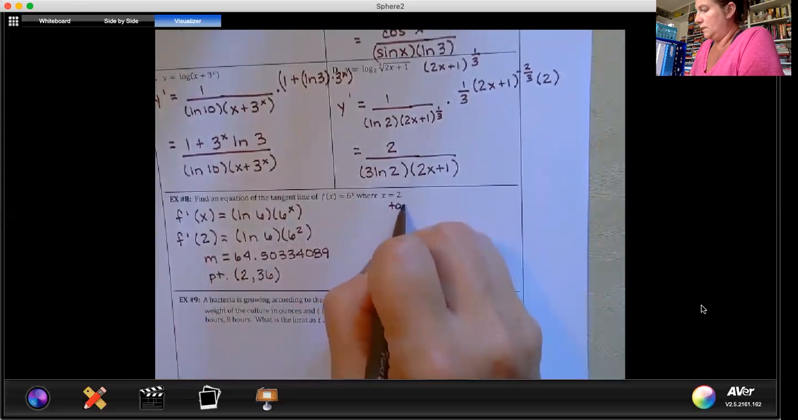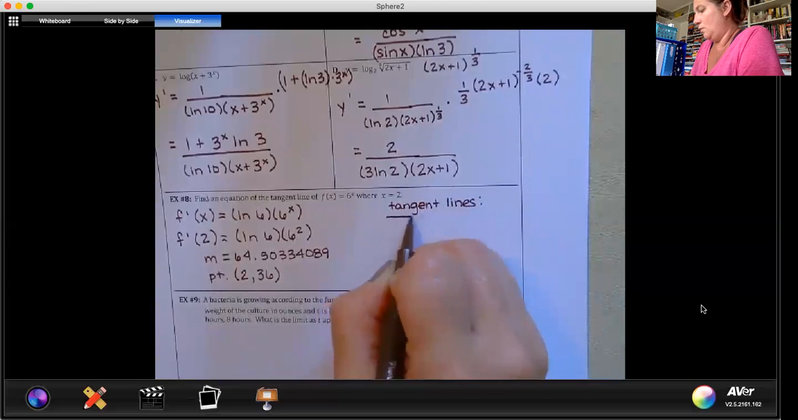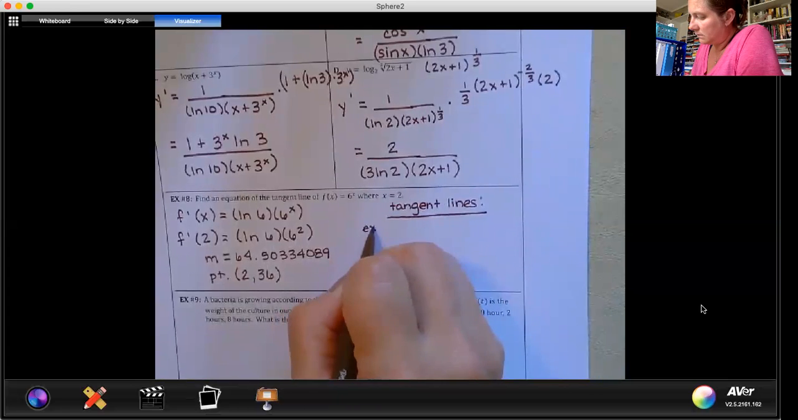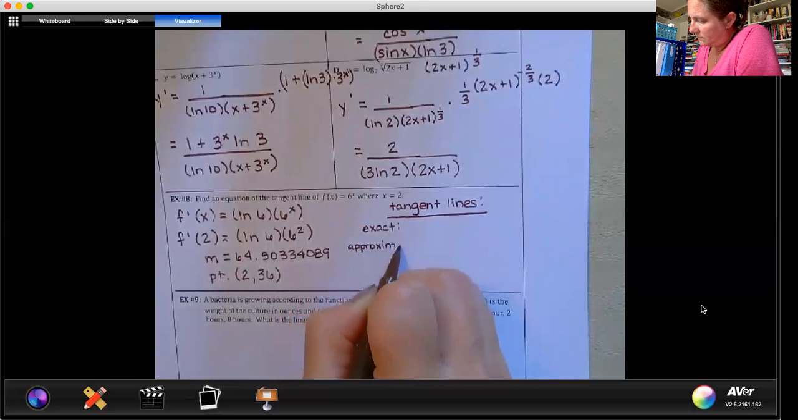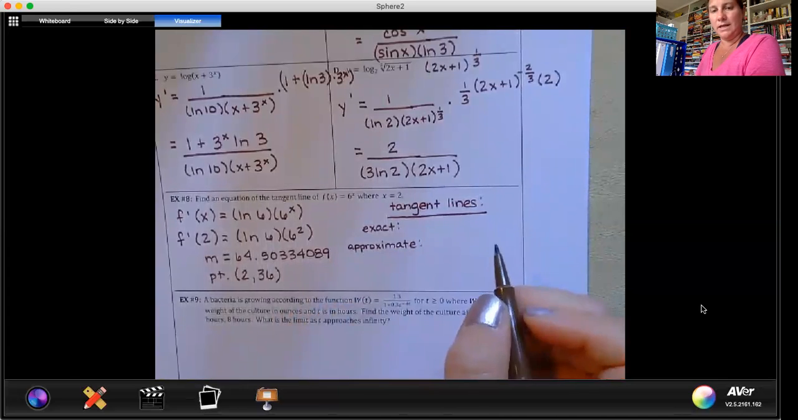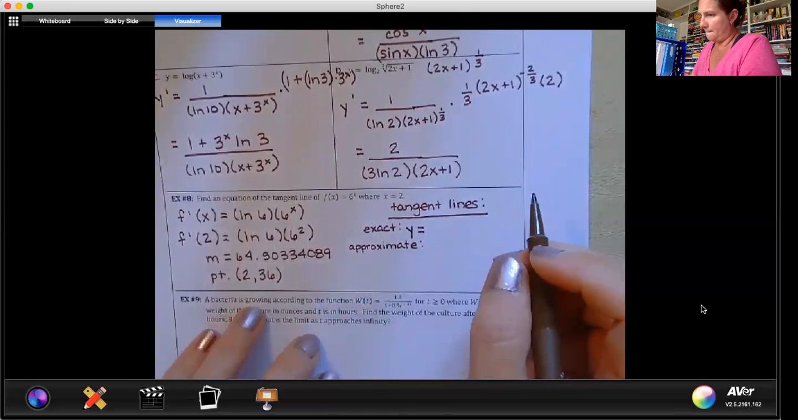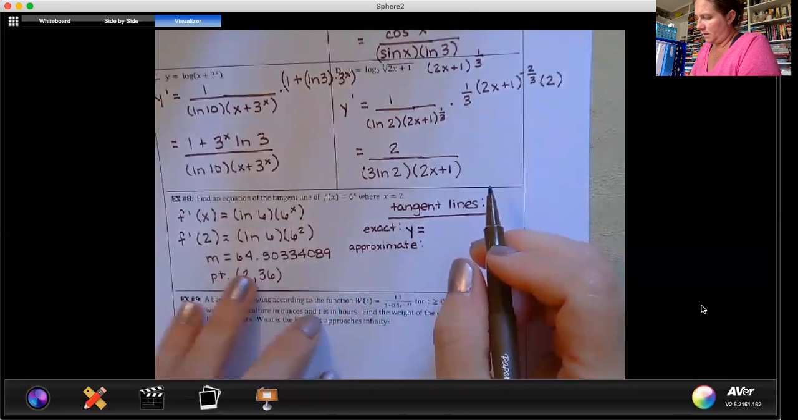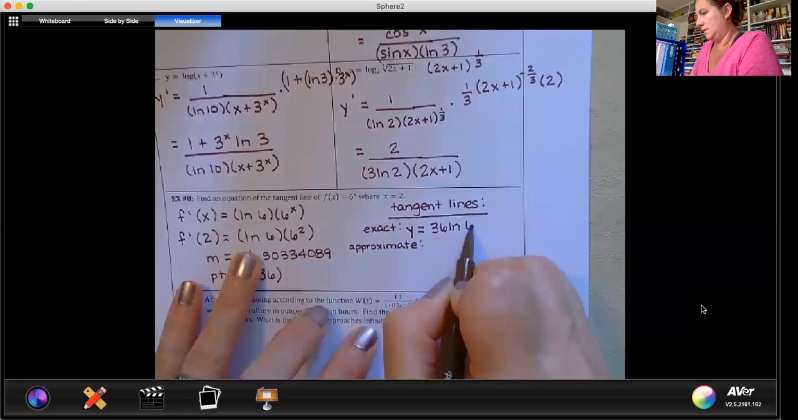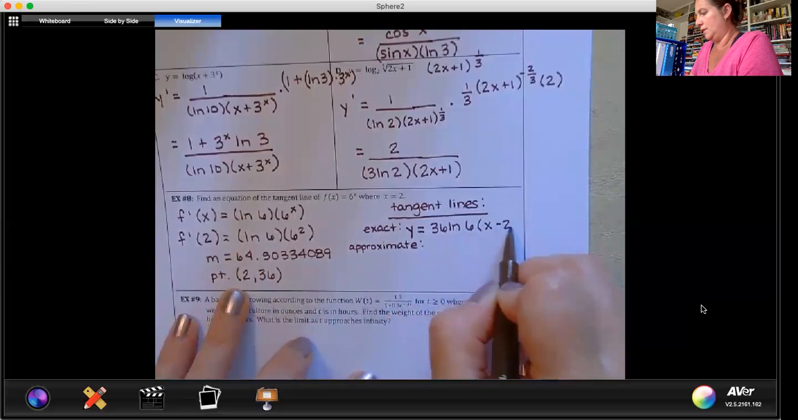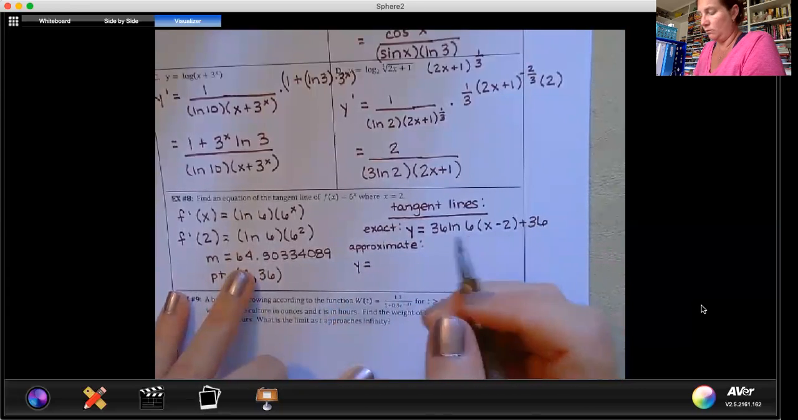So I'm going to actually do 2 tangent lines here. I'm going to show you what they look like, the exact and the approximate. The exact is going to use the ln format. So y equals slope is going to be 36 ln 6 times x minus 2 plus 36. And the approximate is going to be that value here. Because remember, your calculator will only go so far.